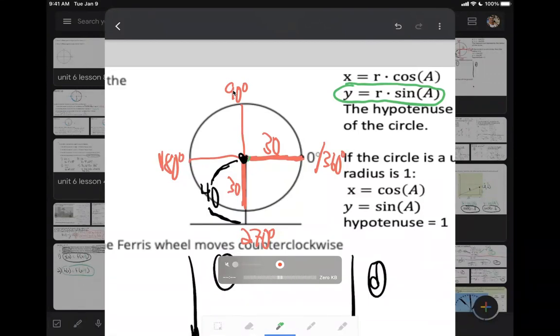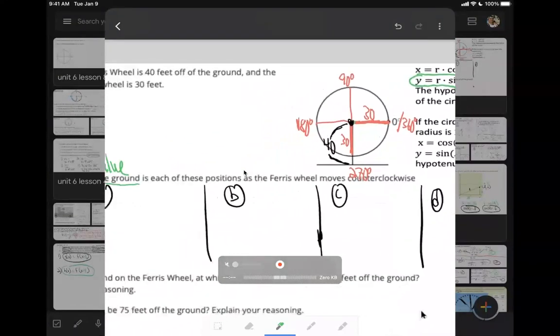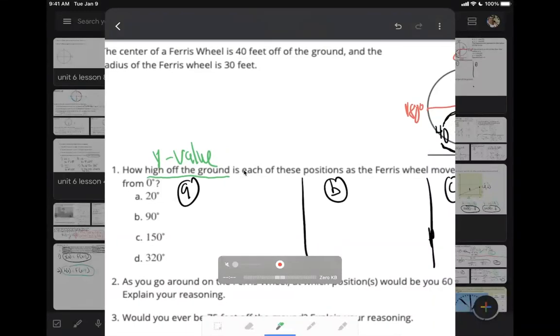So in order to find the actual height, I have to plug into the formula that I circled in green, and then I have to add 40 to it since the center is 40 feet above ground. If the bottom of the circle was at ground level, that would be a different story. But because the center is 40 feet above ground, I have to add 40 to whatever answer I get to the Y value.